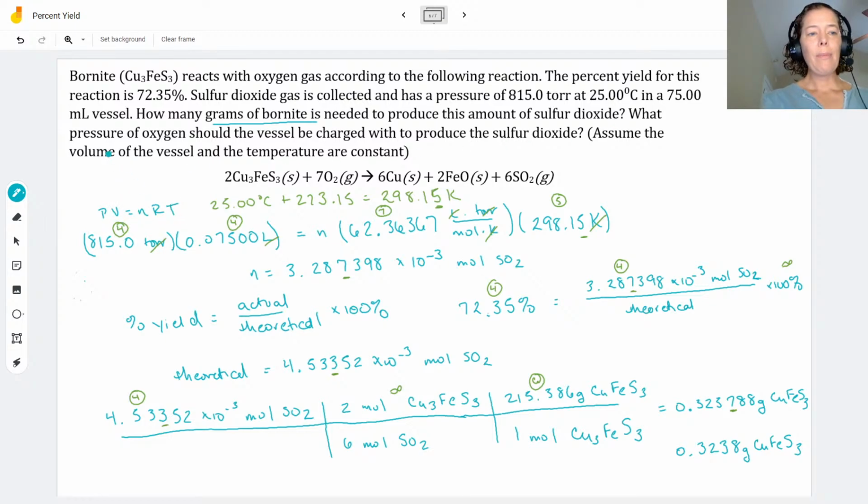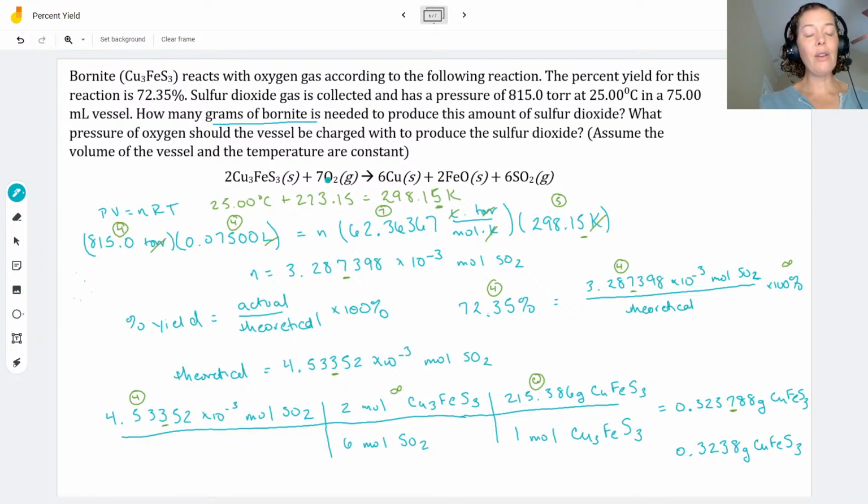Okay, so we're looking for pressure. So we know that that is going to be our variable. So we shouldn't know that yet. We should be solving for that. Are we going to know our volume? Yes, because we're assuming the volume of the vessel is the same. That's 75 milliliters.